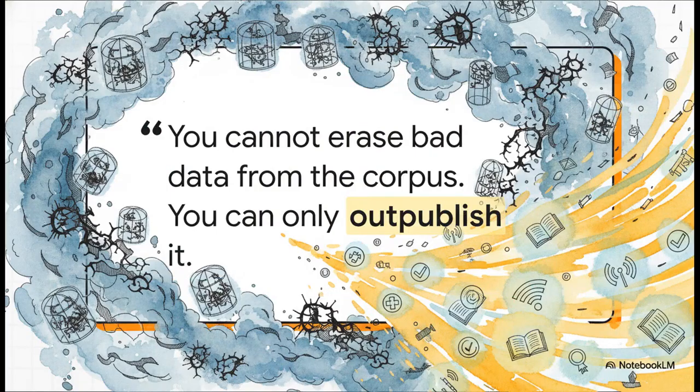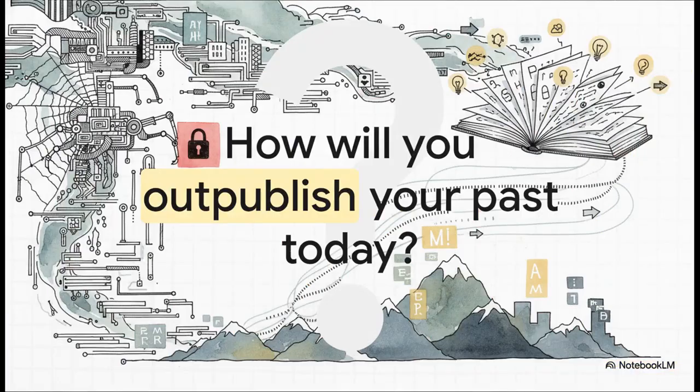And listen, you have to start doing this right now because of what's known as the permanence problem. In November 2025, an Atlantic investigation revealed that opt-out requests to Common Crawl are widely ignored. Sites that explicitly asked to be removed were still being scraped. As this quote perfectly highlights, you cannot erase bad data from the corpus. You can only outpublish it. To fix old, incorrect AI answers, you literally have to overwhelm the old data with a much louder signal of new, correct data.